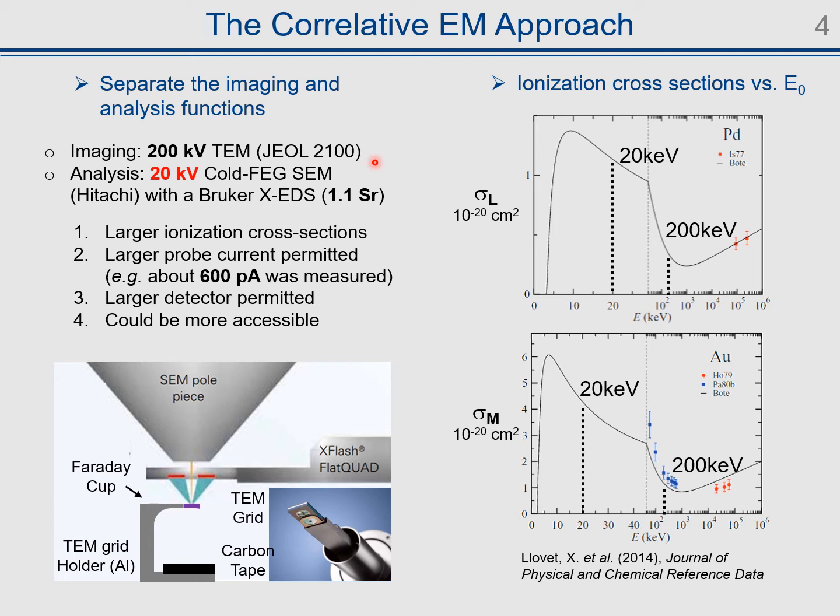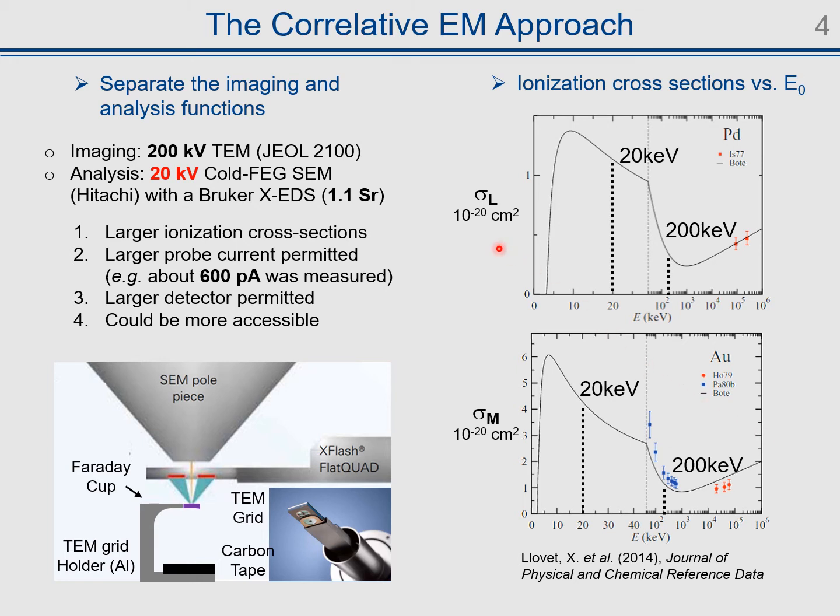The benefits of using 20 kV electrons firstly come from larger ionization cross-sections for the elements of interest. For instance, for the palladium L shell and gold M shell, the cross-sections will be 3 to 4 times higher compared to those for 200 kV electrons.